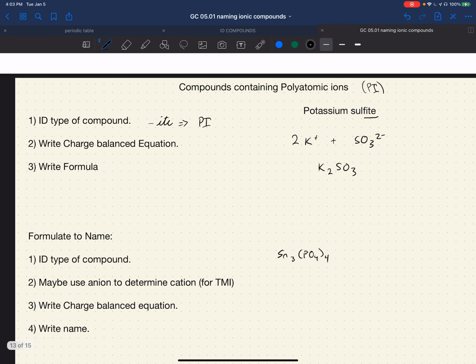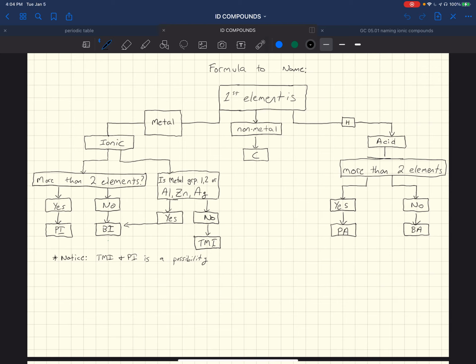All right, now you will see some that look like this, and you saw some up here that have parentheses. Why are there parentheses? Well, let's kind of deconstruct this a little bit. Let's identify the type of compound that this is. So now I'm going from formula to name. It starts with a metal. Is the metal group 1, 2, or aluminum, zinc, and silver? No, which means that this compound is a TMI.